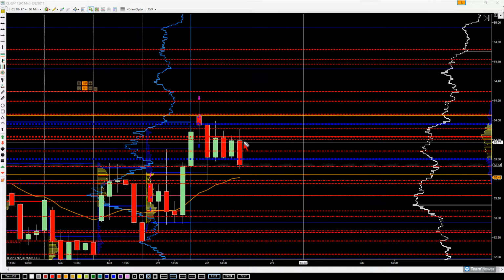Expectation number three is open, fail at VPOC of yesterday, come down, test value area low. This holds, turn back up, test value area high. Okay, that's number three. And then number four is going to be open, fail yesterday's VPOC, or make an initial move down, test value area low, break, test overnight low, break, test yesterday's low, hold, come up towards VPOC.